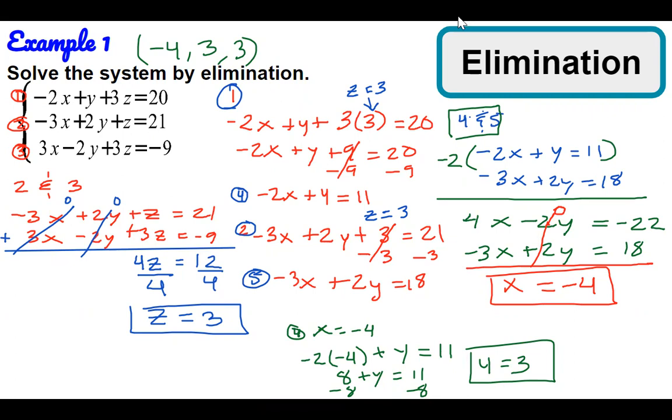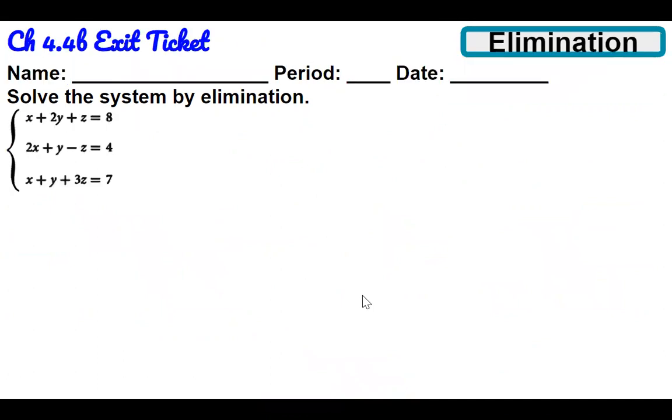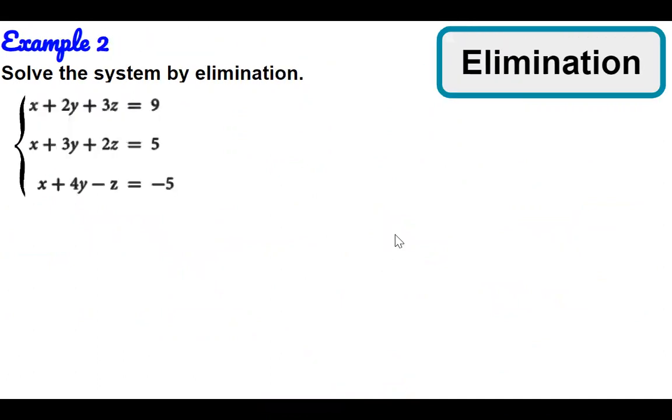So, everybody has this? Perfect. Okay, let me go ahead and clear. All right. So, let me go on to number 2. So this time we have x plus 2y plus 3z equals 9. x plus 3y plus 2z equals 5. x plus 4y minus z equals -5.